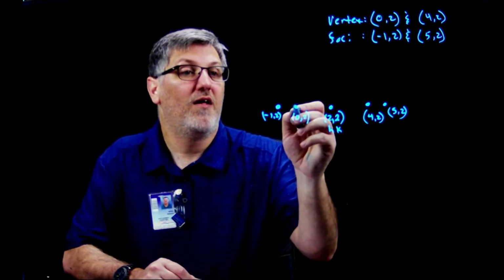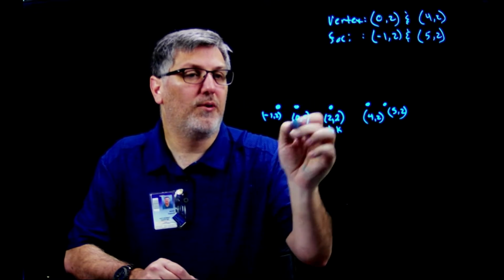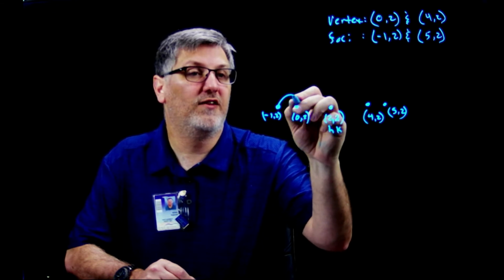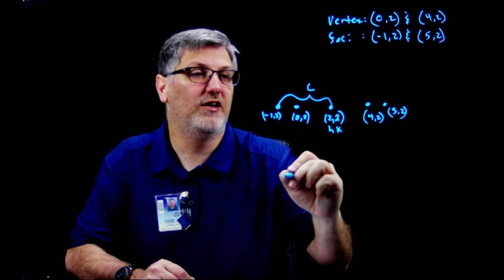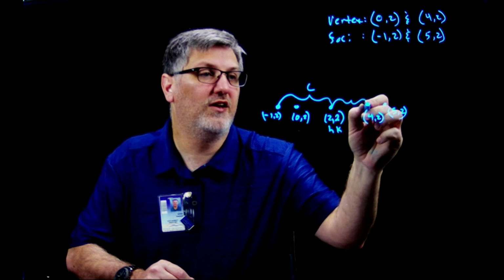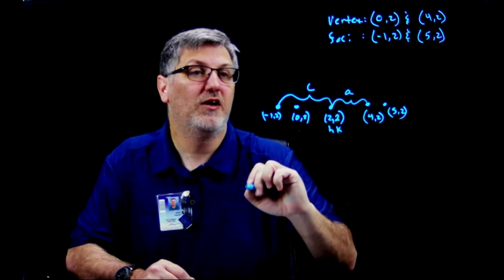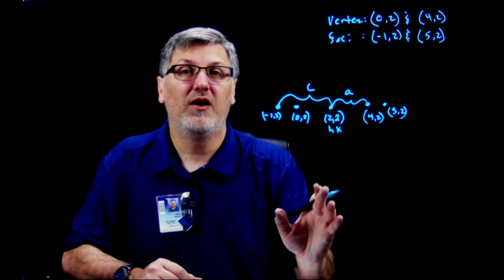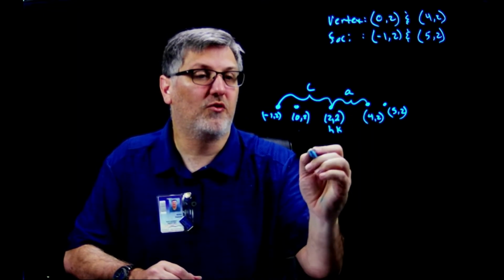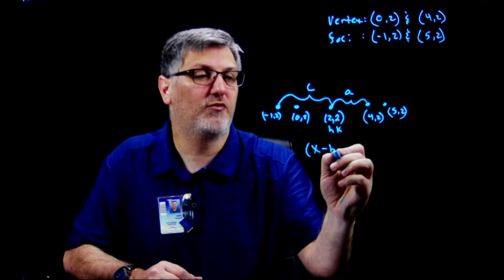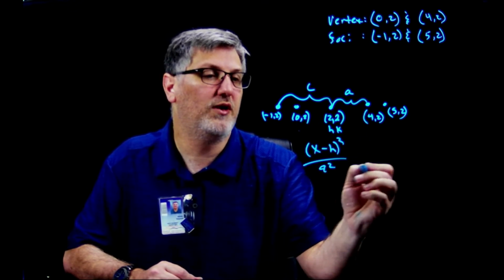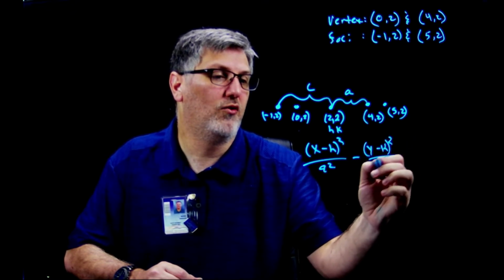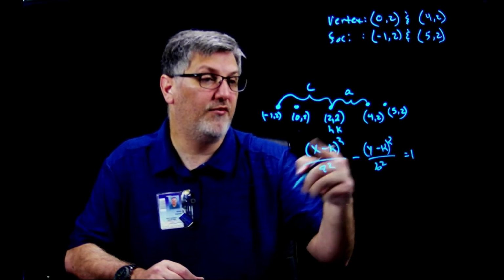Now, I know the hyperbola is opening this way, and I know it's opening this way. I can find this distance here. That distance will be my c. And I can find this distance here. That distance is my a. The reason why I need these is because I need to get to my general form of, let's see, this is open left and right, so my x is first. I need to have my general form of (x minus h) squared over a squared minus (y minus k) squared over b squared equals 1. I need to have it written in this form.